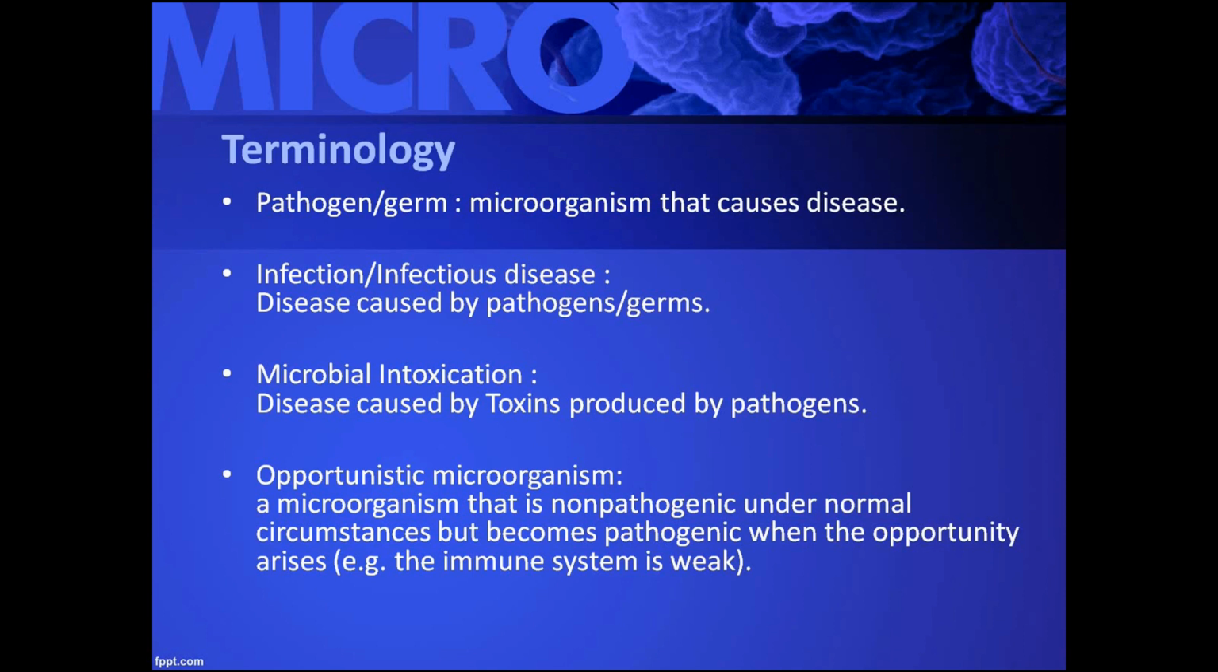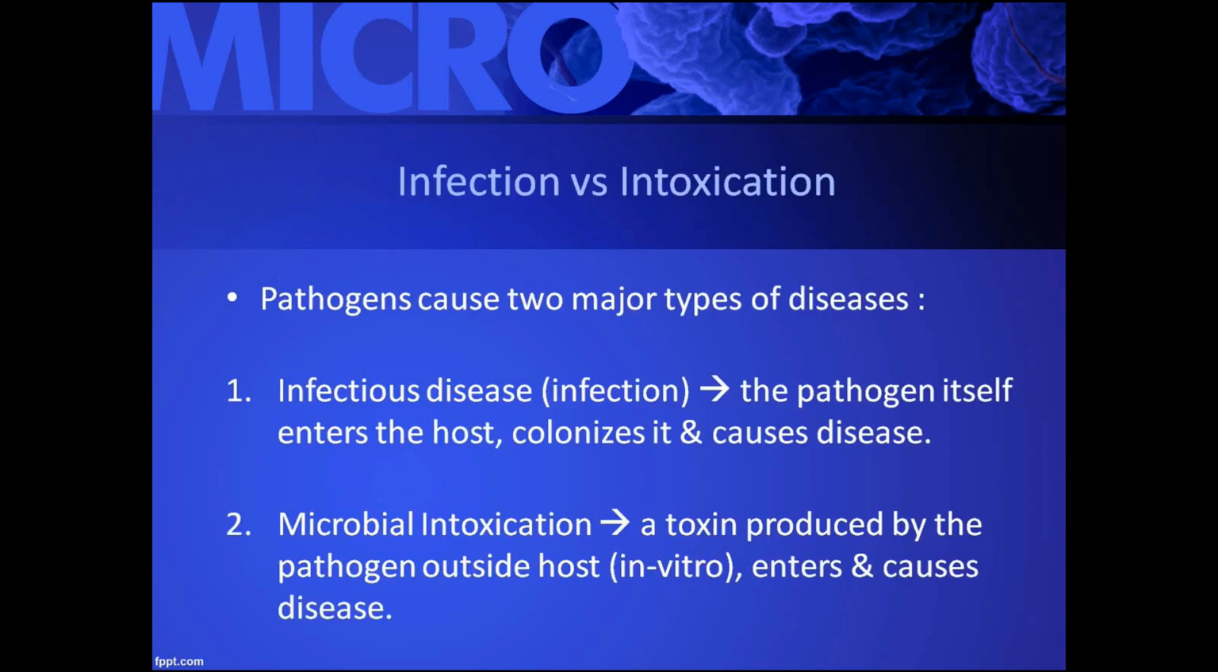We have the opportunistic microorganism. Opportunistic in Arabic means intihazi. So these are microorganisms that are non-pathogenic under normal circumstances, but when the opportunity arises, they become pathogenic and cause disease. Such an opportunity is, for example, the immune system. Whenever it is weak, they become pathogenic and cause disease.